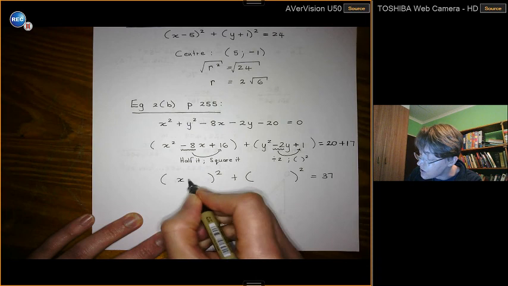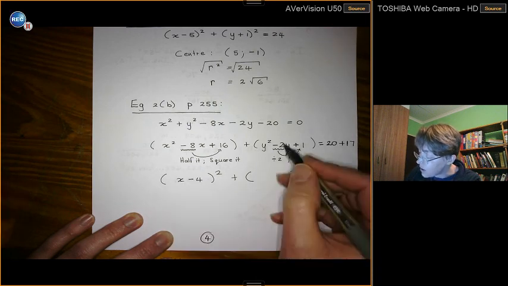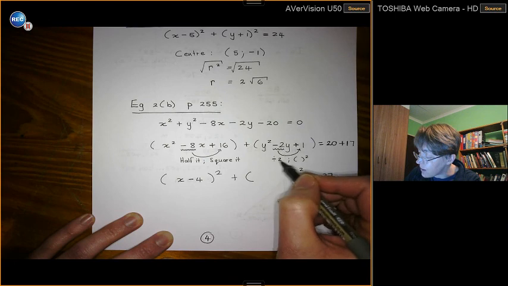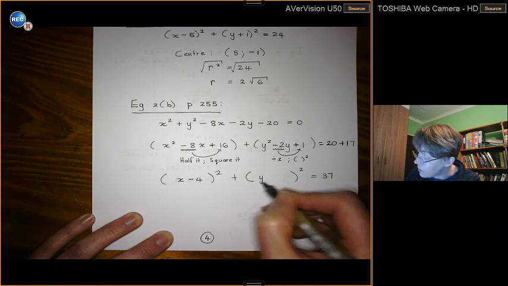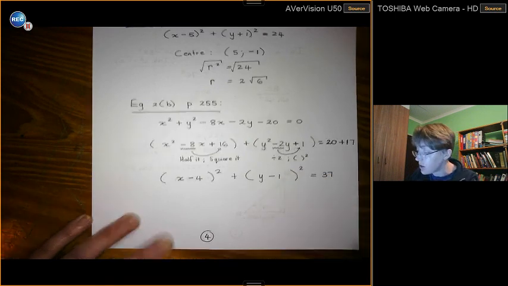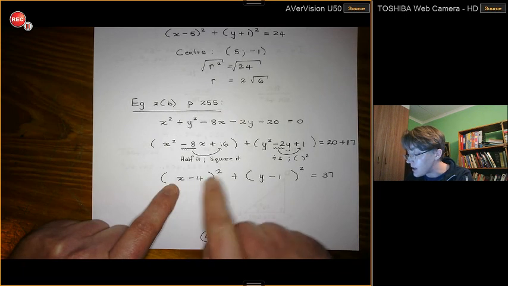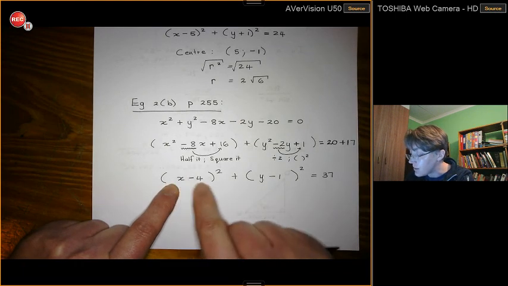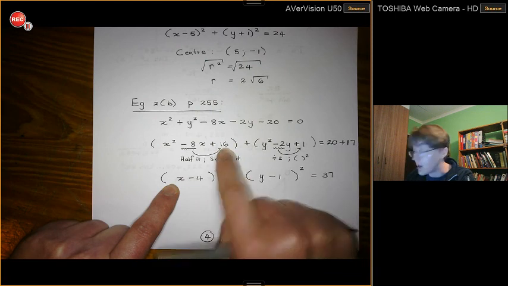But when you've got that half it value, which is negative 8 divided by 2, it's negative 4. That's what goes into this bracket. So it's x minus 4 squared. When you've got that half it value, so negative 2 divided by 2, it's negative 1. You've got y minus 1 squared. And you can check, because x squared, that times that doubled up, and that 4 squared gives me the 16. So I know that's correct.